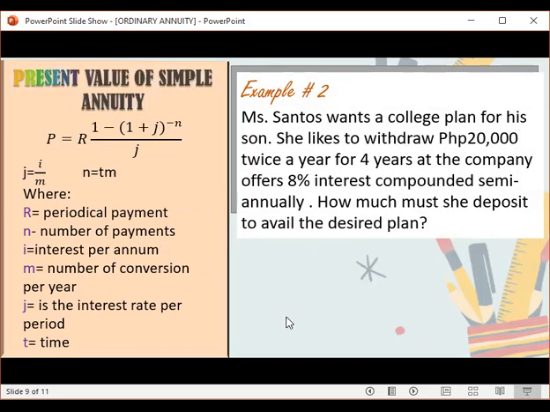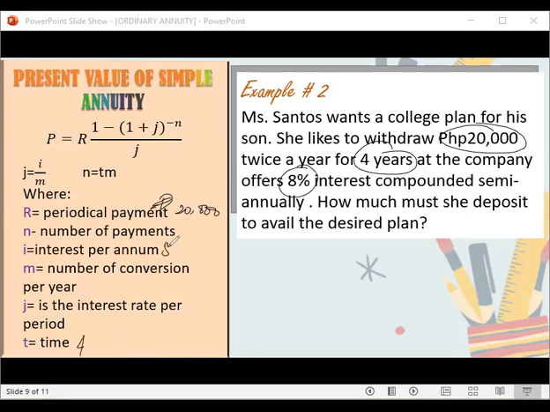Okay, so step 1 given. So, ano ba yung mga meron tayo? So, syempre, si periodical payment na 20,000 pesos. Next is the time, 4 years, and 8%, which is our rate, or 0.08. The number of conversion per year. So, sabi semi-annually. So, twice per year po. So, yung N ay 4 because of the T and 2 because of the M. So, 4 times 2 is 8.